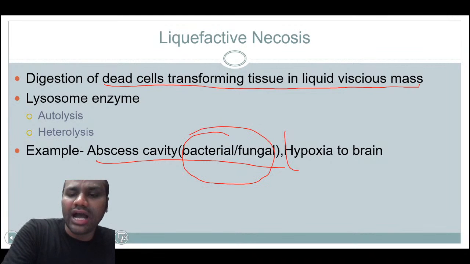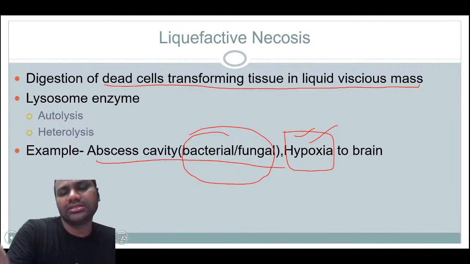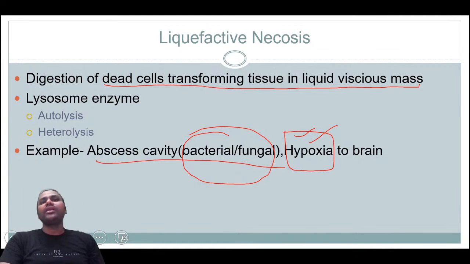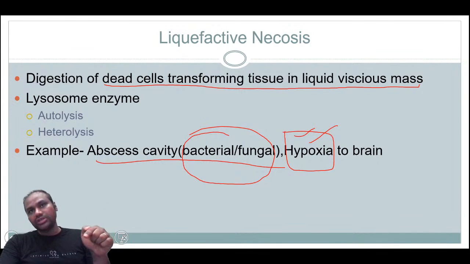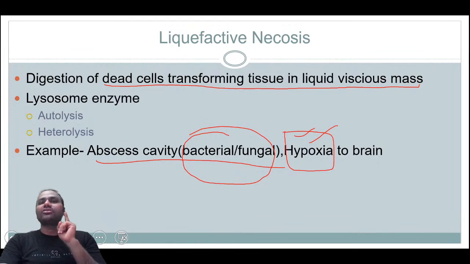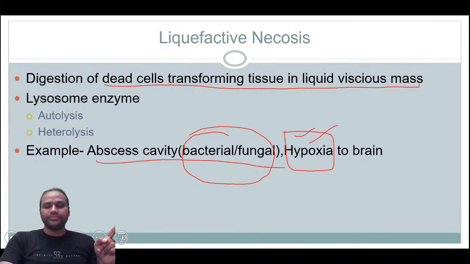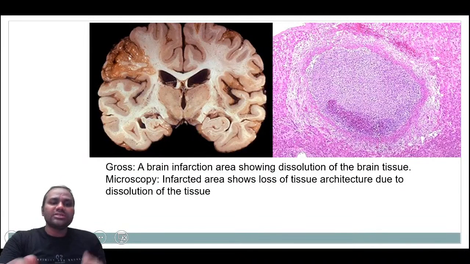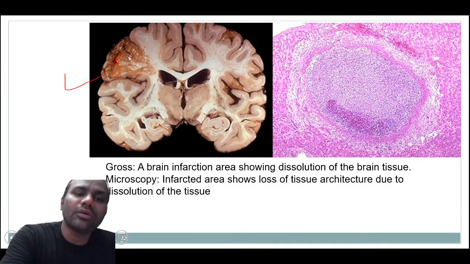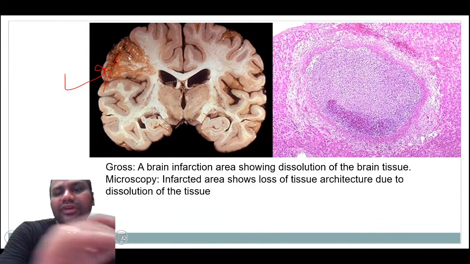And obviously hypoxia to the brain. Now this mechanism is not understood very well, but hypoxia to the brain causes liquefactive necrosis, not coagulative necrosis. So this is obviously showing a cavity, and this is an example of liquefactive necrosis.